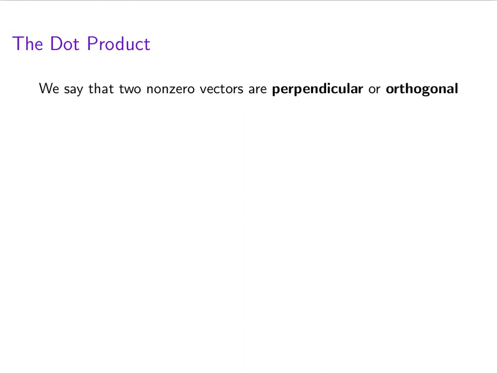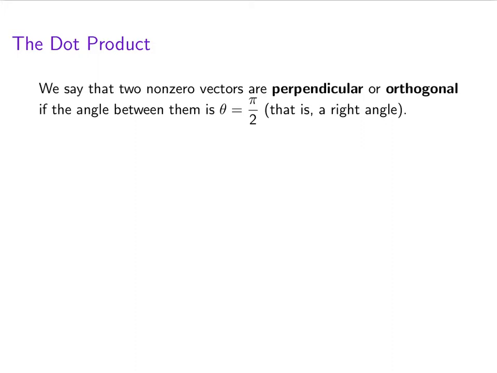Hello, calculus fans. All right, we're going to say that two non-zero vectors are perpendicular, or if you want to sound fancy, we'll say orthogonal, if the angle between them is pi over 2. That is, it's a right angle. Now in this case, when we write a dot b, we end up with length of a, length of b, cosine of pi over 2, but that's just 0, because cosine of pi over 2 is 0.